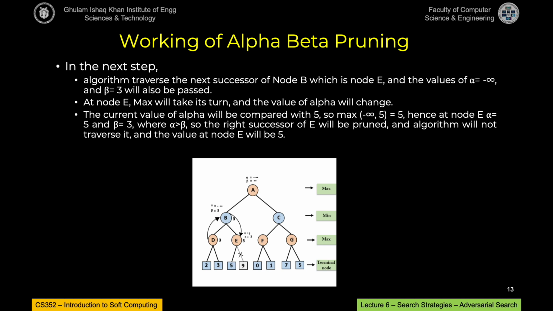Hence at node E, alpha is equal to 5 and beta is equal to 3, where alpha is greater than or equal to beta, so the right successor of E will be pruned and the algorithm will not traverse it, and the value at node E will be 5.